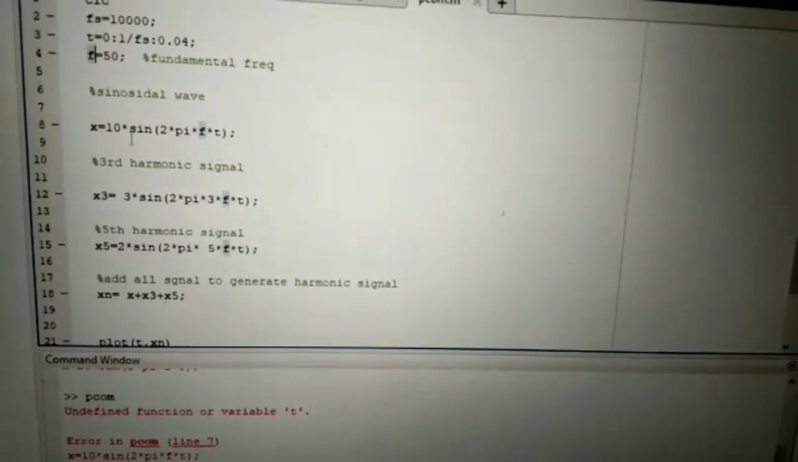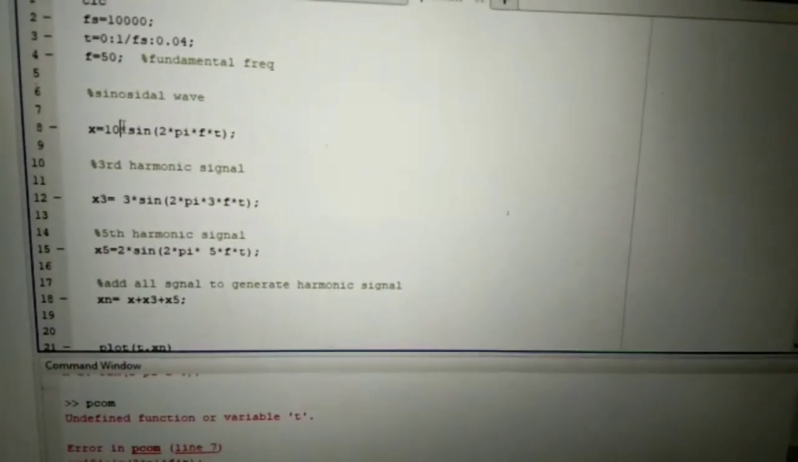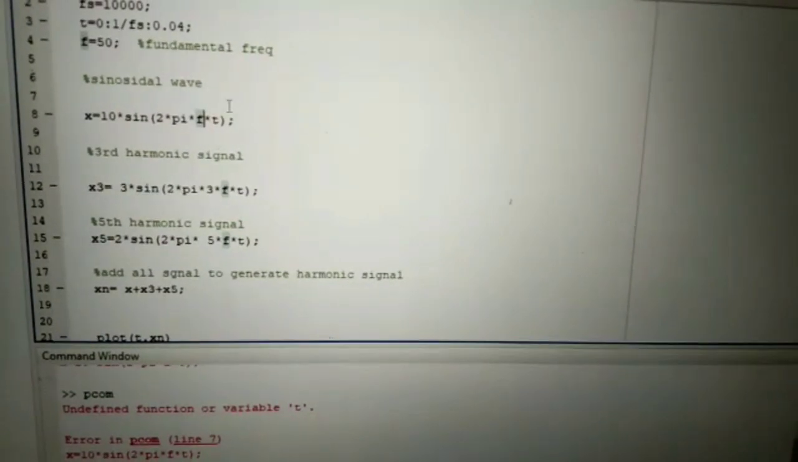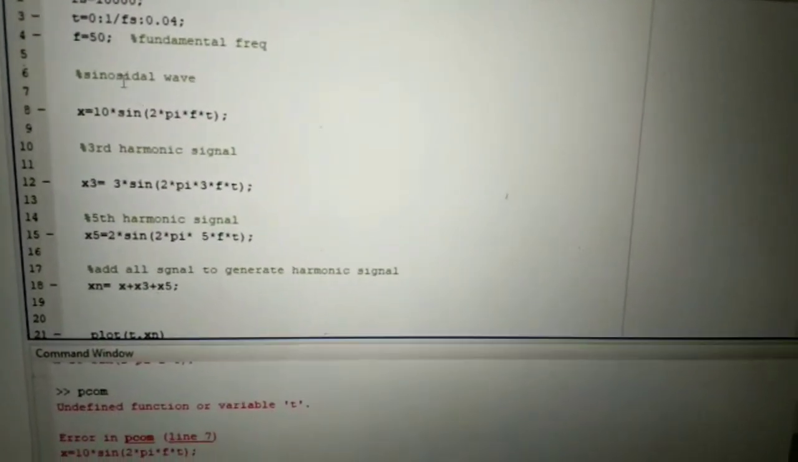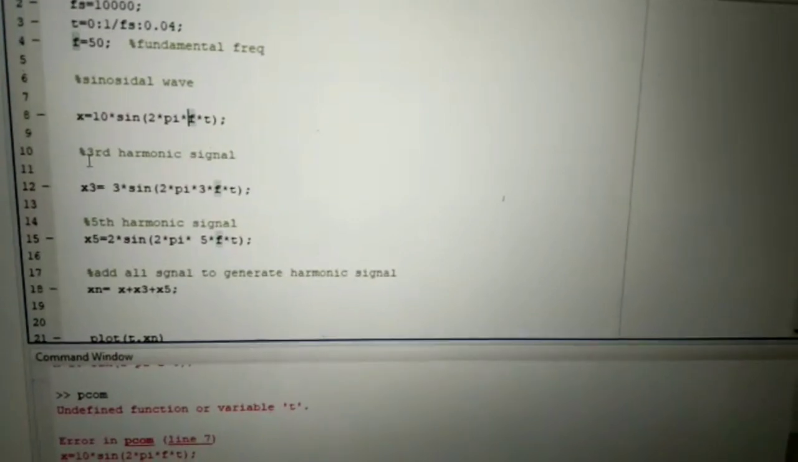So for the harmonic, the concept is we multiply the fundamental frequency. So what I'm doing here is we multiply the fundamental frequency by 1, and for the third harmonic we multiply by 3, and so on.